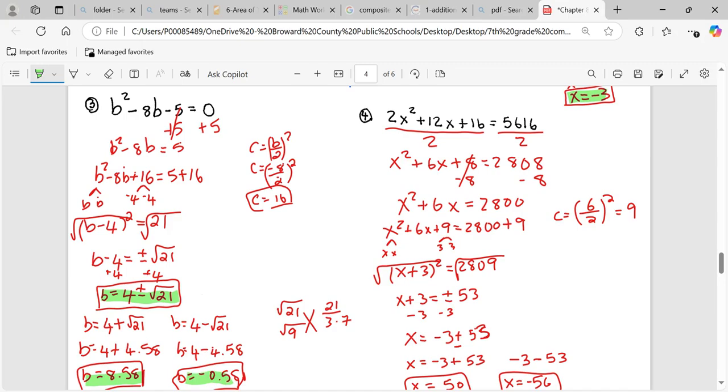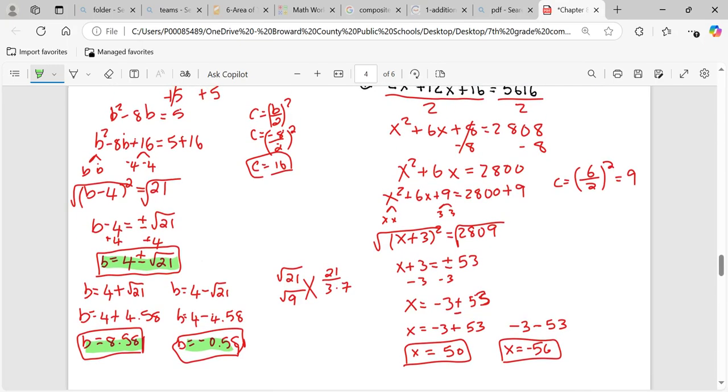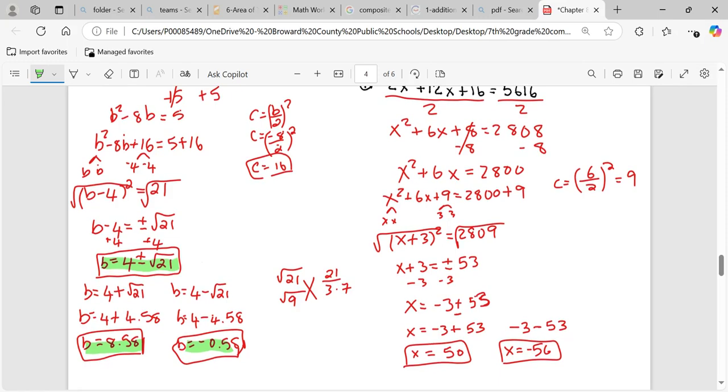Lastly, for number 4, the a term is a 2. So you need to divide by 2 to ensure that your a term is 1. We only complete the square when the a term is 1. So then we go ahead and subtract 8 from both sides, find the c, et cetera. And your final answer for number 4, your x is equal to 50 or your x is equal to negative 56.